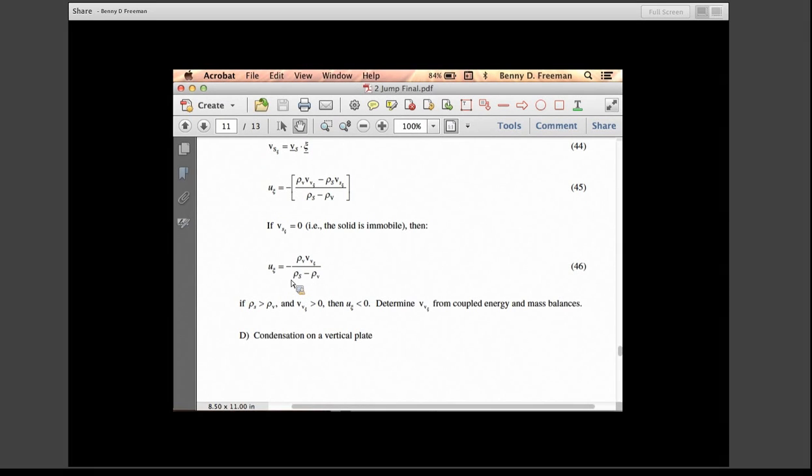let's start off here with the fact that the density of the solid will be much greater than that of the vapor, right? And the densities will be positive numbers. And so rho_v over rho_s minus rho_v is a positive number. And the minus sign that comes out here says that the interface velocity must be in the opposite direction to the velocity of the CO2 in the vapor phase.